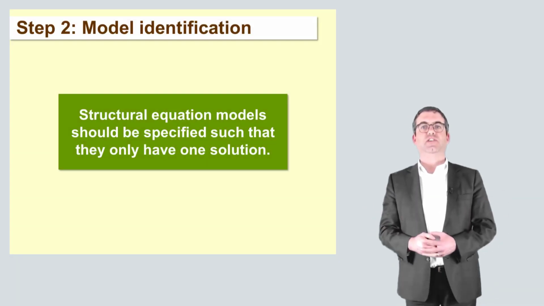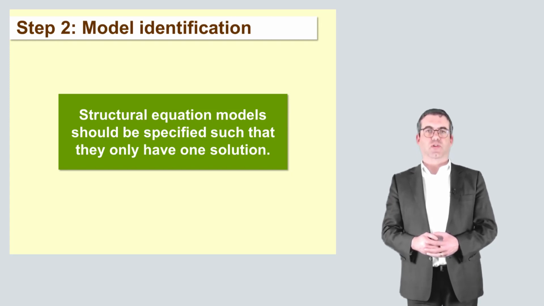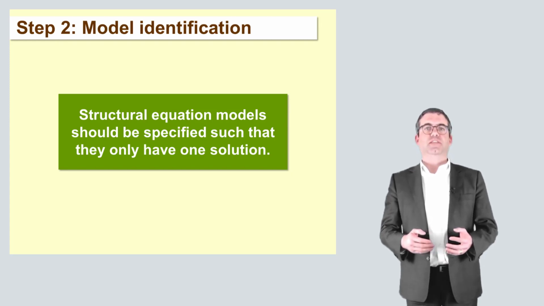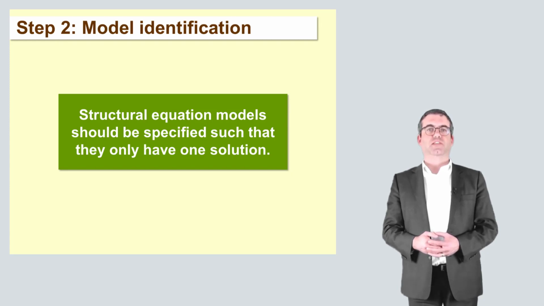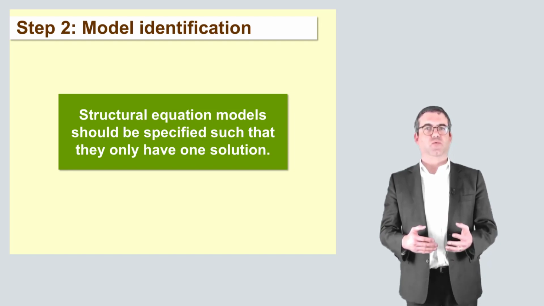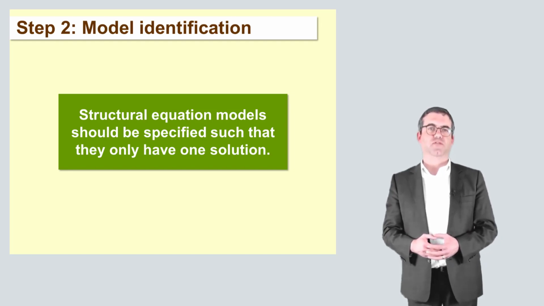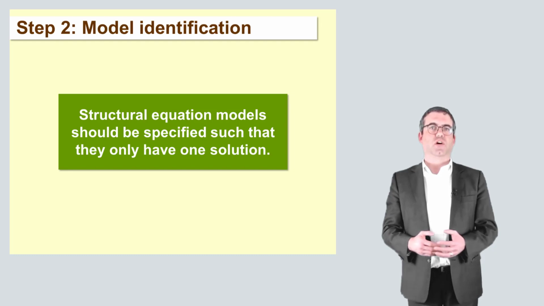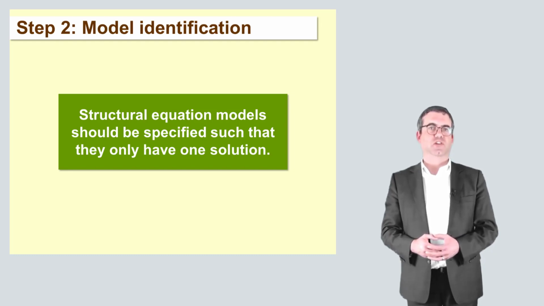Model identification is the second step of structural equation modeling. It means that structural equation models should be specified in such a way that they only have one solution. Well, you already see that the word specified forms part of the definition, so one could regard model identification as an additional requirement to specification. However, most times in the literature it's regarded as a modeling step on its own.